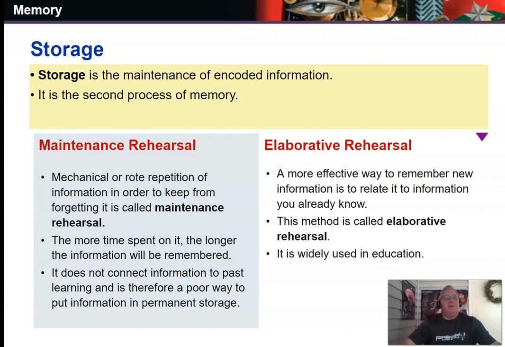Storage is the maintenance of encoded information. It's the second process of memory. Mechanical or rote repetition of information in order to keep from forgetting it is called maintenance rehearsal. The more time spent on it, the longer the information will be remembered. It does not connect information to past learning and therefore is a poor way to put information in permanent storage. A more effective way to remember new information is to relate it to information you already know. The method is called elaborative rehearsal. It is widely used in education.